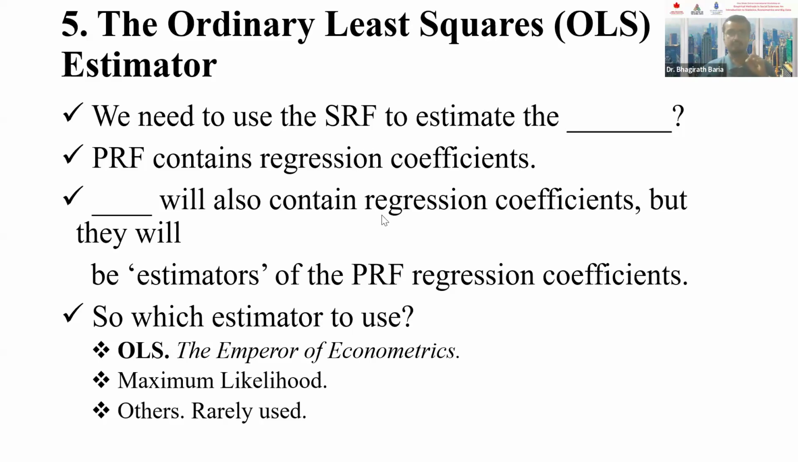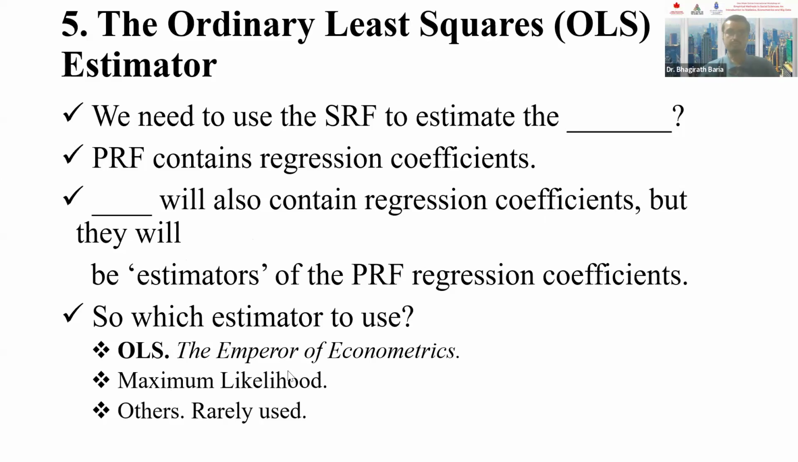Those who understood, correct. Okay. The dash will also contain regression coefficients, but they will be estimators of the PRF regression coefficients, the parameters. So the answer is SRF. SRF will contain regression coefficients, but they will be estimates of the population regression coefficients, which are our parameters.